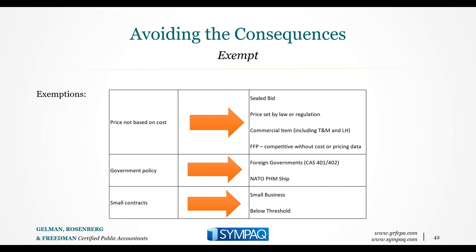So if you decide that, wow, this CAS is just too hard for me, and I can be a good, safe, small contractor, not subject to CAS, and live a happy and prosperous life, here's what you need to do to avoid the consequences of it. You need to enter into contracts that are not based on cost. Sealed bid, prices set by law or regulation, commercial item. Note that you can also have a commercial item time and material or labor hour contract, or fixed price that are competitively awarded without cost or pricing data.